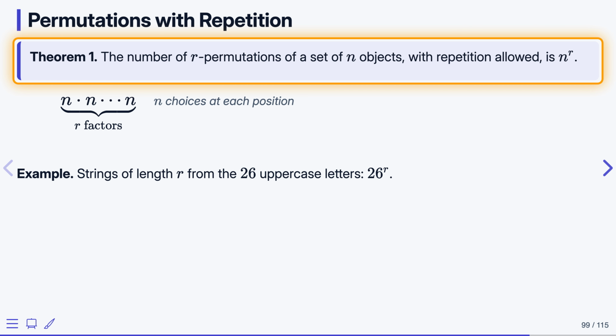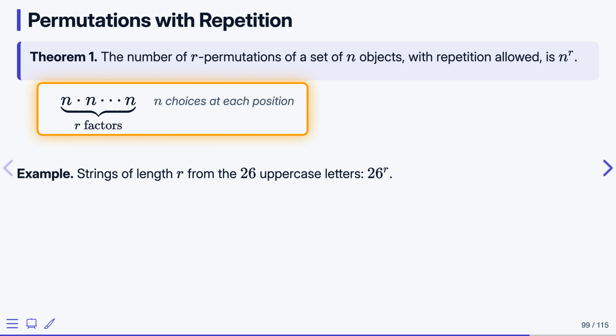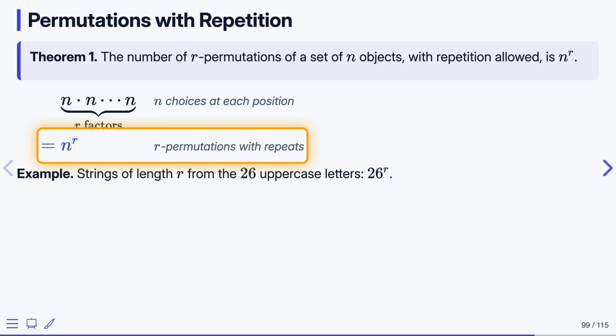First, permutations with repetition. That means we may use the same object again and again. The number of r permutations of a set of n objects with repetition allowed is n to the power r. Line 1. We fill r positions one at a time. Because repeats are allowed, every position still has all n objects to choose from. The count never drops. Line 2. By the product rule that is n multiplied by itself r times, which is n to the power r.